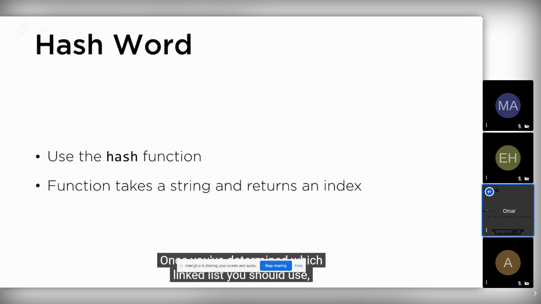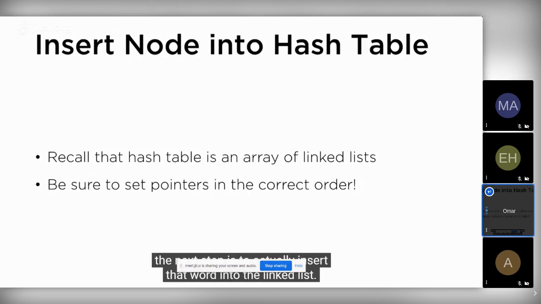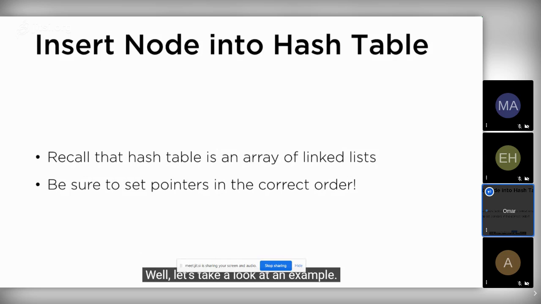Once you've determined which linked list you should use, the next step is to actually insert that word into the linked list. How are you going to do that? Well, again, recall that the hash table is an array of linked lists, and you're going to want to index into the hash table to get the linked list that you want to use to add this particular word into. And in order to do that, you're going to have to add a new node to a linked list. So you want to make sure you're setting your pointers in the correct order. What do I mean by that? Well, let's take a look at an example.